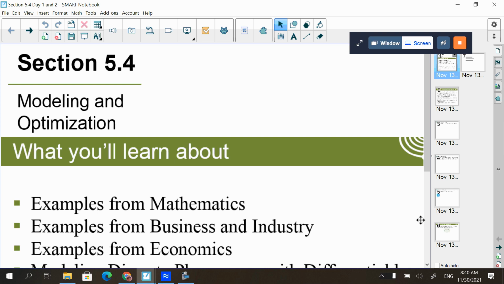We're picking up with section 5.4. There's two more sections in this chapter, 5.4 and 5.5. We will finish up the chapter, but the test won't actually be until after we get back from Christmas break.